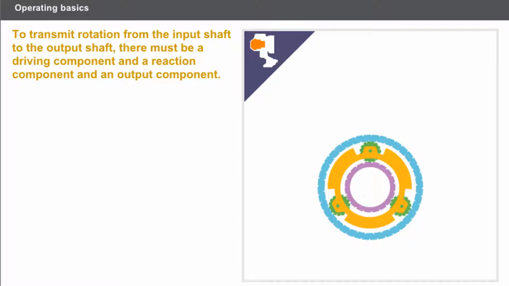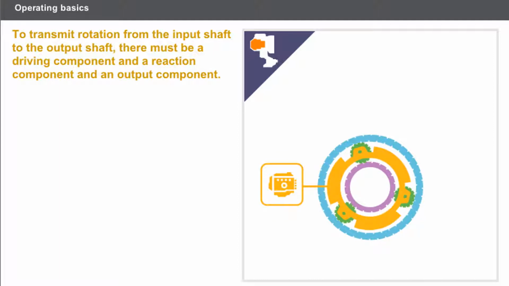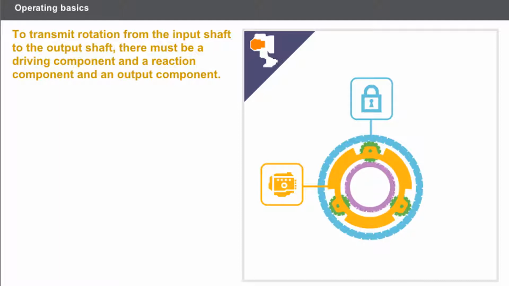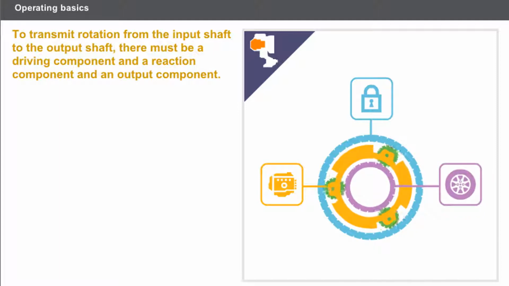Now, let us look at how the epicyclic gear train works. To transmit movement from the input shaft to the output shaft, three components are required. A drive component turned directly by the turbine shaft. A reaction component, prevented from rotating to obtain different movement combinations. And an output component, connected to the output motion shaft.